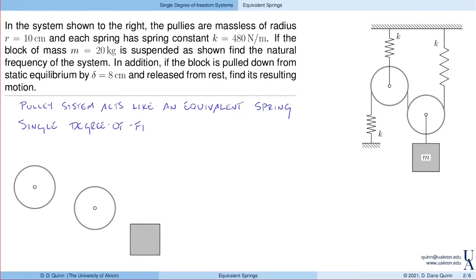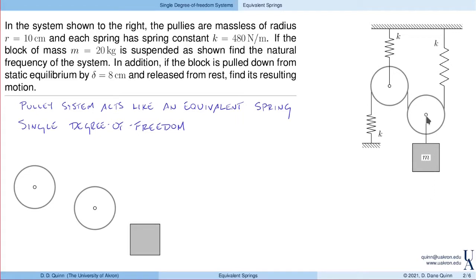So we should be able to identify an equivalent mass. In this case, there's no damping, so the equivalent damping would be 0. But finally, an equivalent stiffness for this system. So we always begin by thinking about what's going on. Here, this block moves up and down.